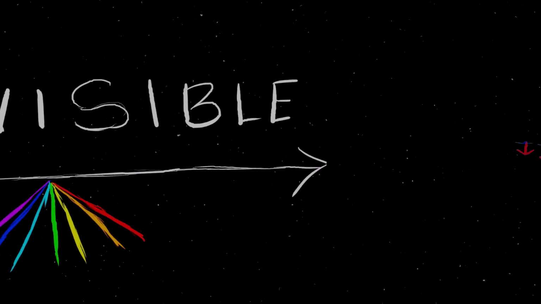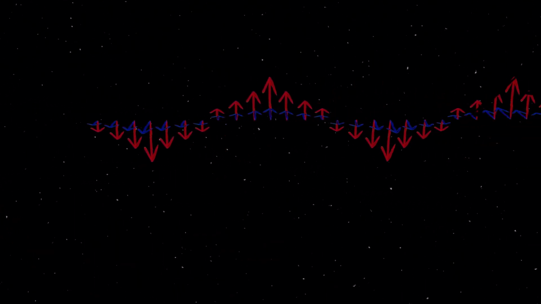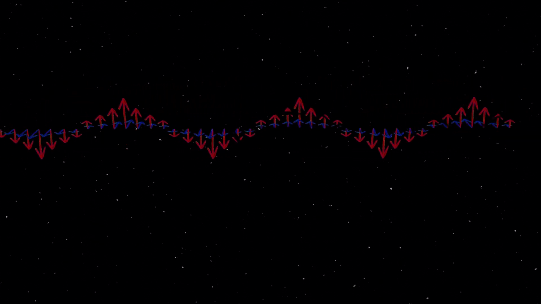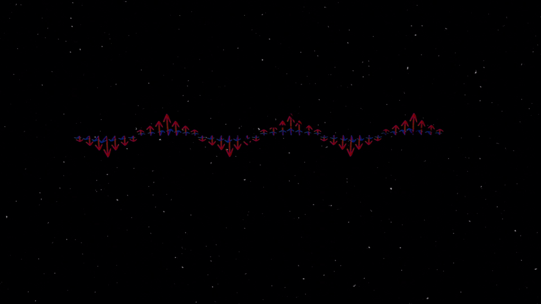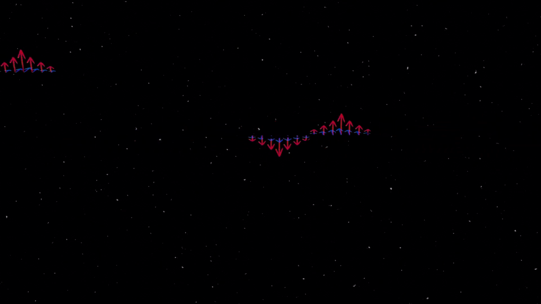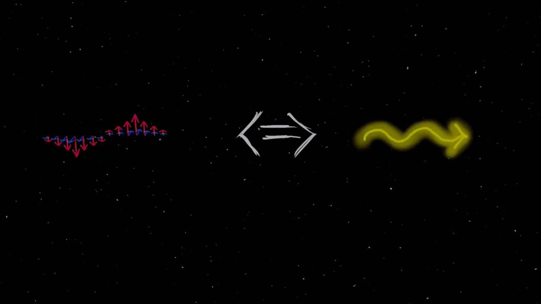Now, these electromagnetic waves, due to the nature of quantum mechanics, can have only specific amounts of energy. So these electromagnetic waves travel in packets of energies called quanta, or photons in this case of electromagnetic waves. So these packets of electromagnetic waves are the particles of light that we call photons.